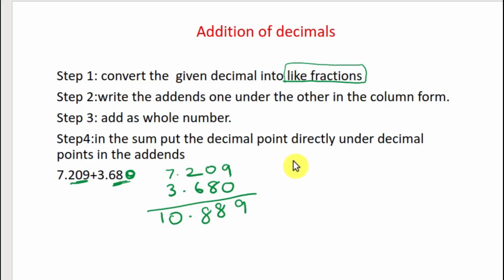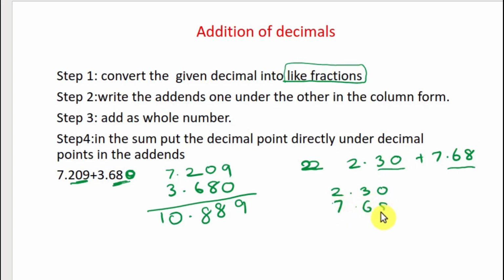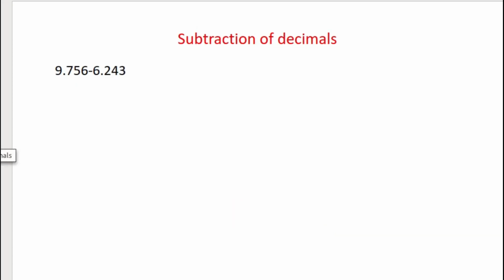Shall we do one more? 2.30 plus 7.68. Here 2 decimal places, here 2 decimal places. So I am writing the addends 1/1 in the column form. After that, normal addition. So decimal point directly: here point, here also point. So 9.98. Addition of decimals.